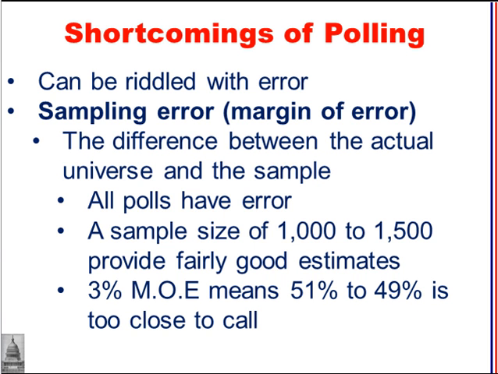Now here are the shortcomings of polls. They can be riddled with error. One of those errors is called a sampling error, which is also known as a margin of error. It's the difference between the actual universe, the real result, and the sample that the poll predicted. All polls are going to have error, but a good sample size of about 1,000 to 1,500 can get a fairly good estimate. A 3% margin of error would mean that 51% to 49% is too close to call. That 51% could be anywhere from 54 to 48%, and that 49% could be anywhere from 52 to 46%. So any one of those permutations could lead to that race being too close to call.